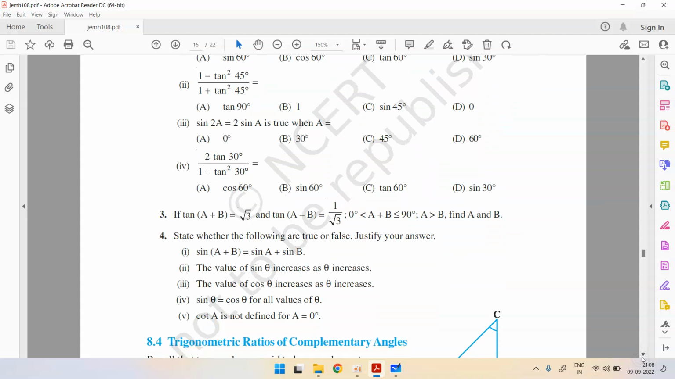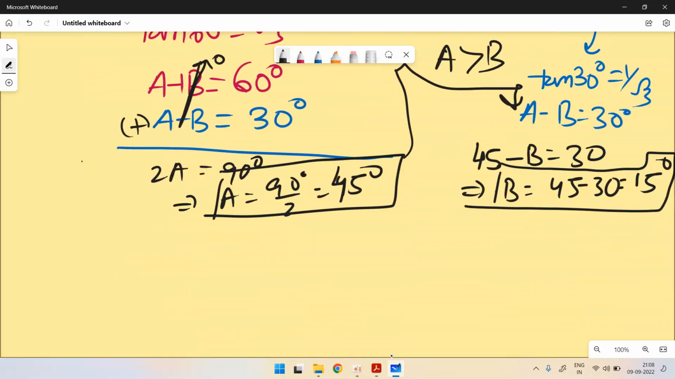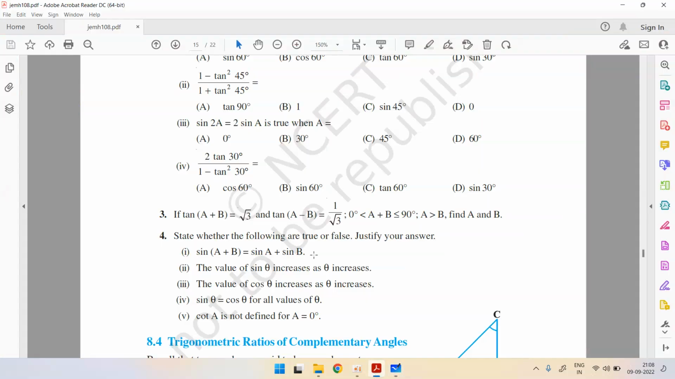Now, the last question of the exercise, question number 4. There are a few parts here, so I will do them directly. State whether this is true: sine of A plus B is sine A plus sine B. No, this is not true.